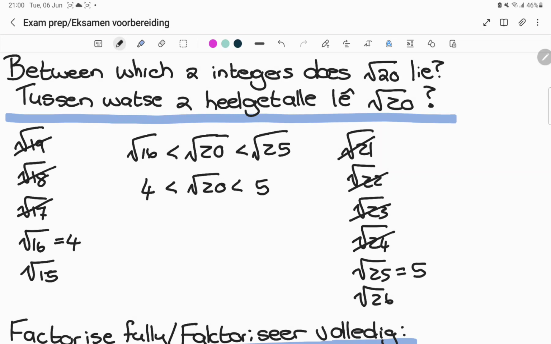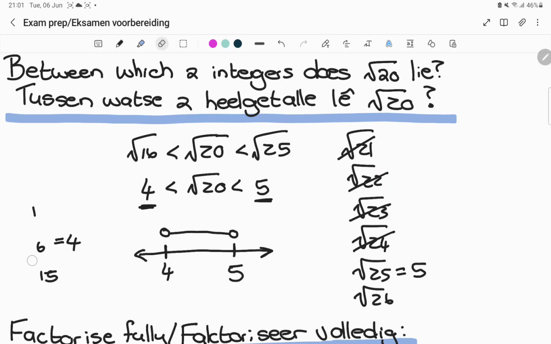Right, and then if I ask you to demonstrate this on a number line, as hulle vir jou vra met die voorgestelde getallyn, it means you're going to draw your number line. Your first value is going to be the 4, and your second value, which in my case is 5. I'm going to have an open circle here, because it's not equal to 4 or equal to 5, it's between 4 and 5, and then we just connect our two dots with a straight line. And a question like this is an easy 3 marks in a test.